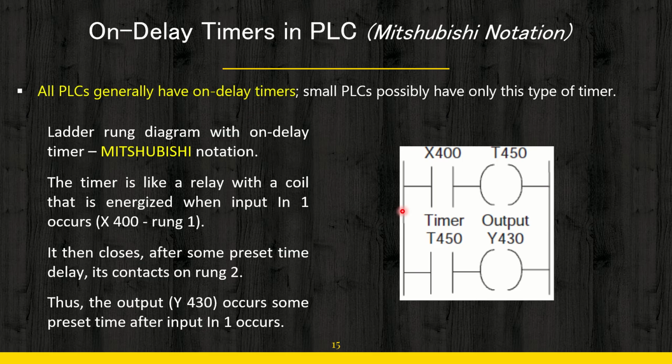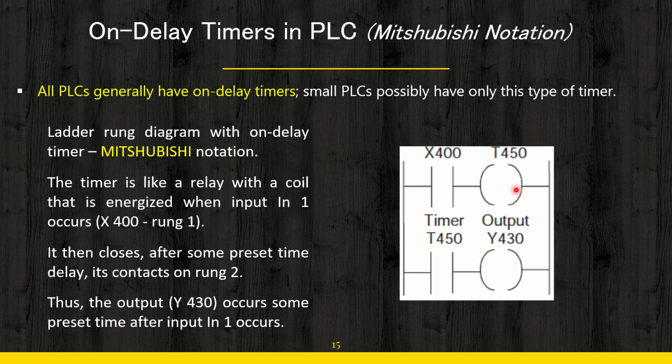Now let us see the Mitsubishi notation. Here you can see the ladder diagram for on delay timer. This X400 is actually an input to rung 1, and you can see this timer 450. The T is the timer, the number of the timer is 450. So when this input contact is changing the state from off to on, now you can see this is a normally open contact. When we close it, or when the rung condition is true, then the timer is activated.